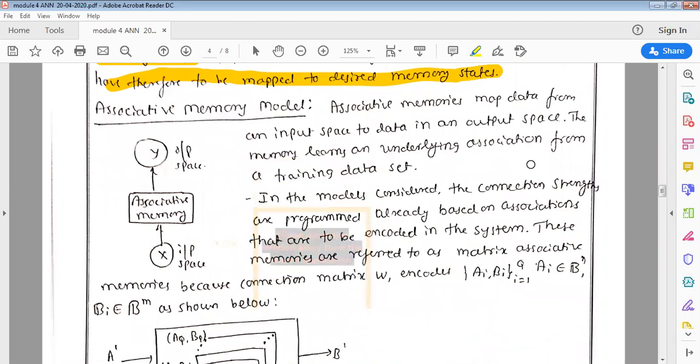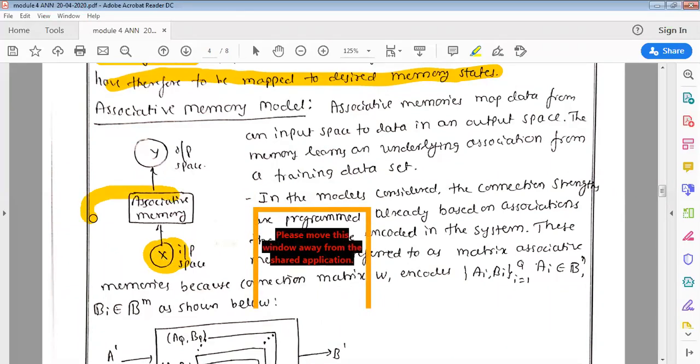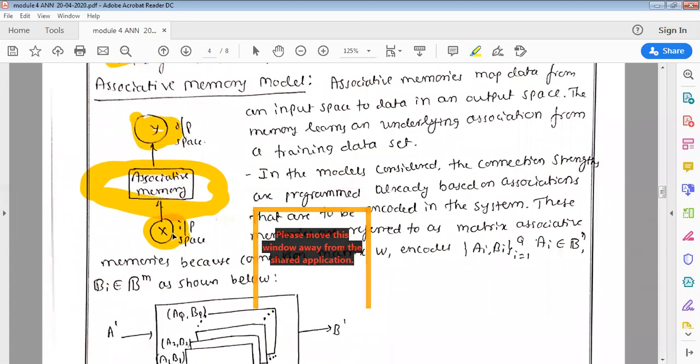Now, let us look into the associative memory model. How do you model an associative memory? There is a space which is known as the input vector space, there is an associative memory block, and there is an output memory space. What is associative memory actually doing? Associative memory is basically mapping a vector from input space to the output space.